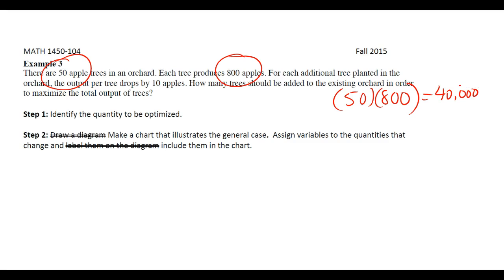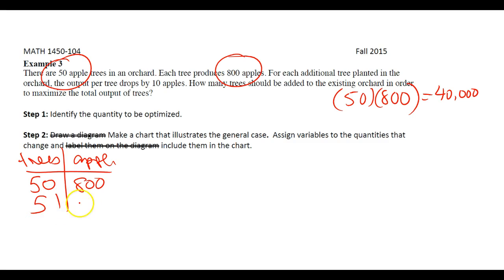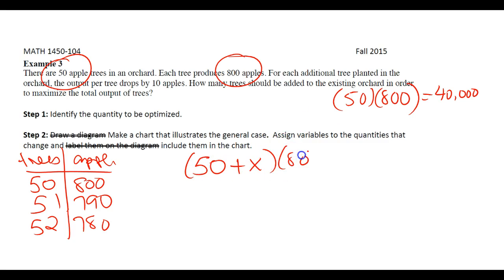All right. So we're going to make a chart to help us put our equation together. So I have trees and I have apples, right? If I have this many trees, I get that many apples per tree. If I add one more tree, I lose 10 apples. So for each tree I add, I lose 10 apples. So I'm going to say 50 plus x trees means 800 minus 10 times the number of trees added. That's going to be my output, isn't it? We call it A for apples. So my apple output looks like this.